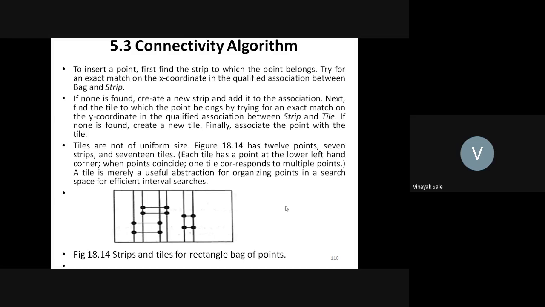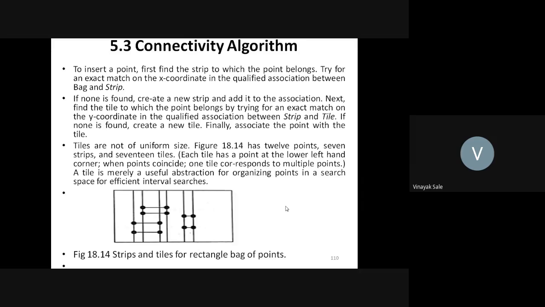Next, find the tile to which the point belongs by trying for an exact match on the y coordinate in the qualified association between strip and tile. If none is found, create a new tile. Finally, associate the point with the tile.